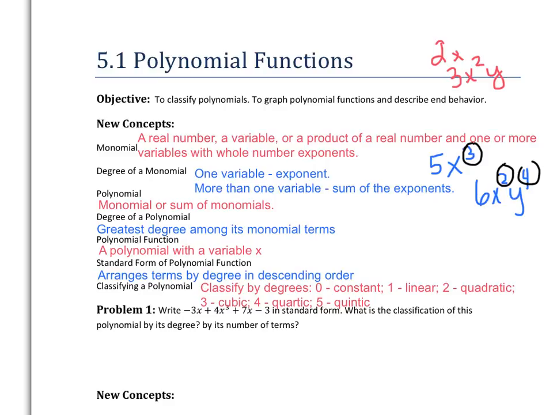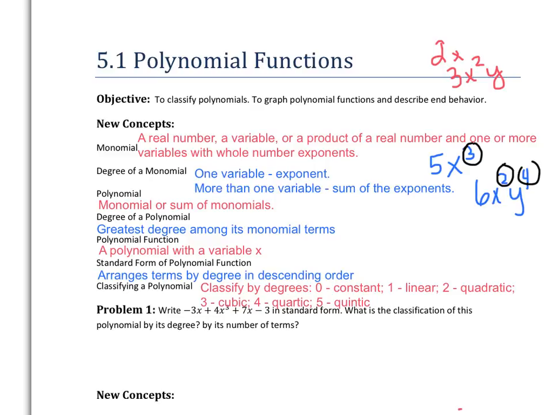And then a polynomial is a monomial, or the sum of monomials. So you're just adding terms together, combining terms, and we'll talk about the order later. The degree of a polynomial is the greatest degree among the monomial terms. And a polynomial function is a polynomial with a variable x. Generically, it looks something like this.